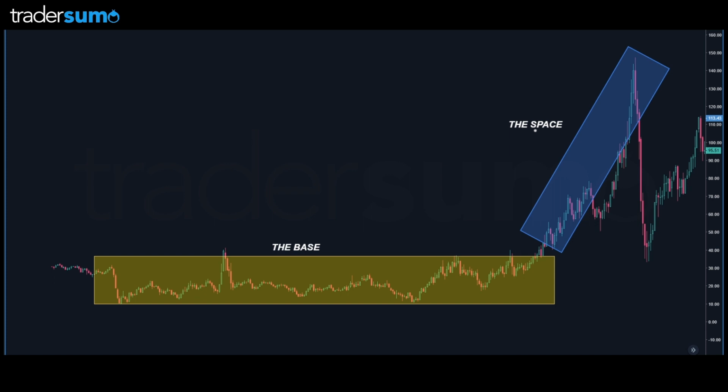Here on this screen right now is crude oil, a large base that occurred for 20 years, followed by an enormous rally from $10 all the way to $150.